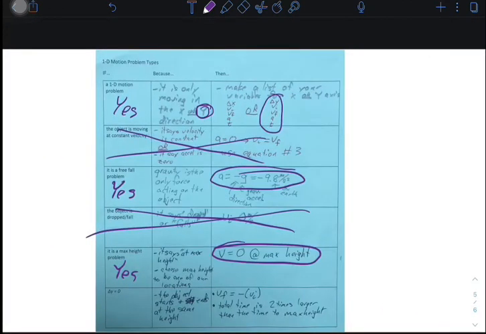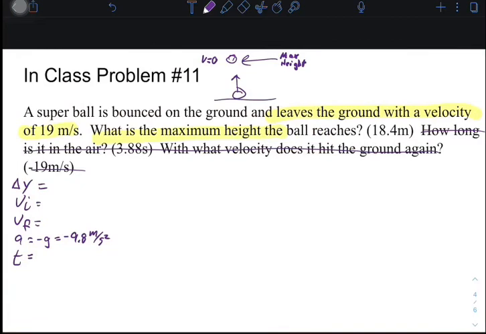Well, the last thing on here is delta Y. Does the object start and end at the same height? And the answer is no. Just for the record, it can't be both. It could be a max height or it could be a delta Y equal to 0, but it can't be both of them. So that's all the information we can get from the problem type.